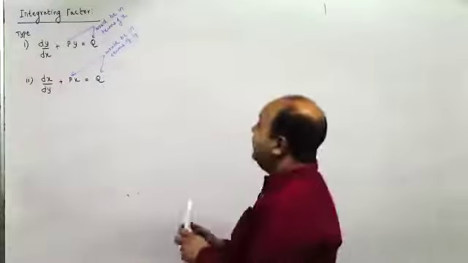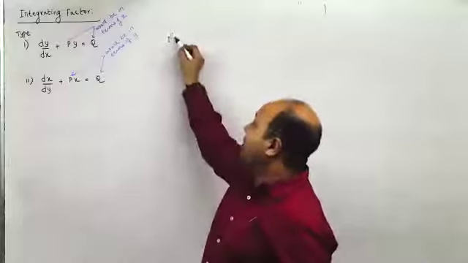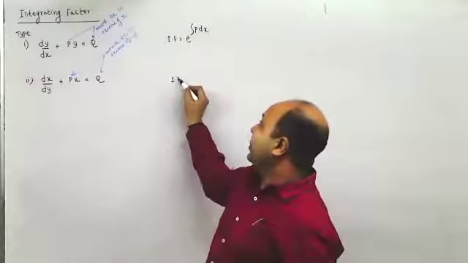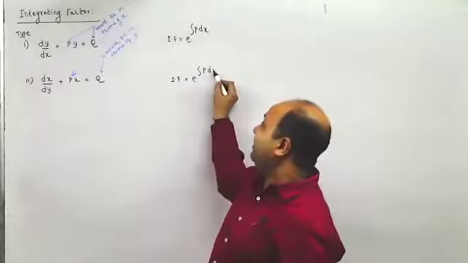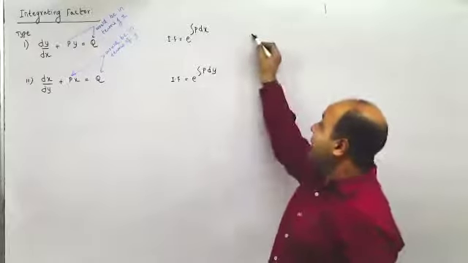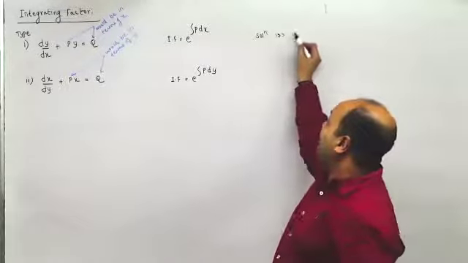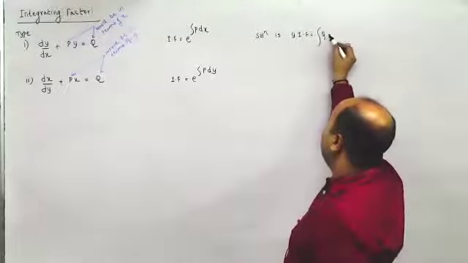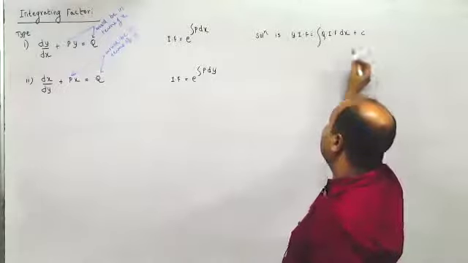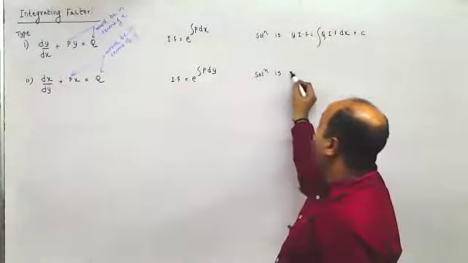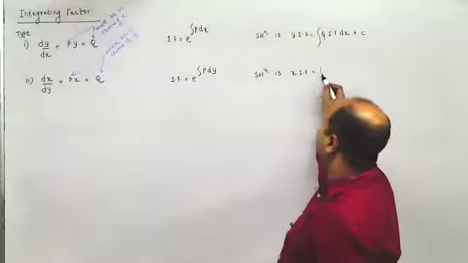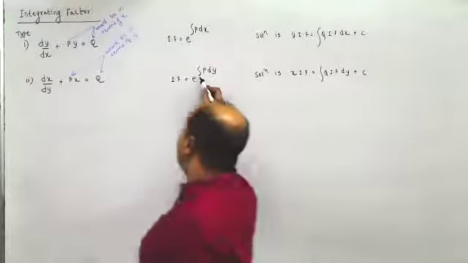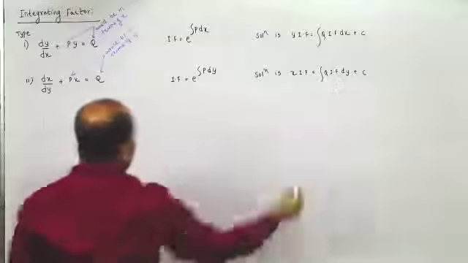Now the integration factor would be, in this case, e raised to the integral of p dx. In this case, it would be e raised to the integral of p dy, because p and q are in terms of y. Here the solution is y into IF equal to the integral of q into IF dx plus a constant. Here the solution is x into IF equal to the integral of q into IF dy plus a constant. Here q is in terms of y, so q into IF dy.